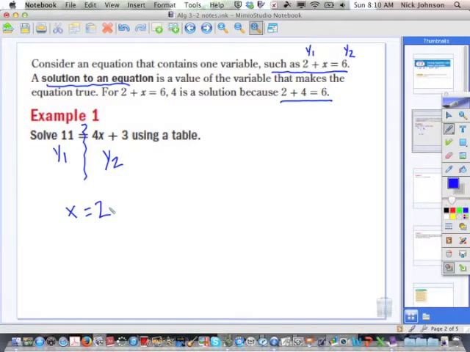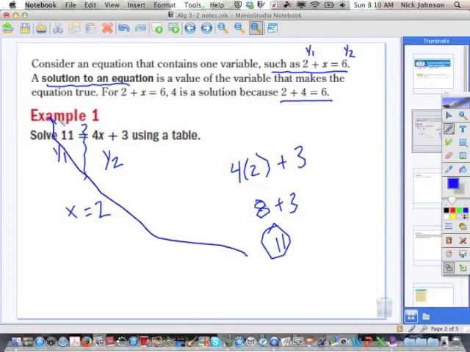Now, can we check that? Yes, we can check that. We can put 2 back in here for x. So 4 times 2 plus 3. Well, 4 times 2 is 8, plus 3 is 11. Does 11 match 11? You bet your bottom dollar. So we just showed you how to solve this equation using a table. Get familiar with these calculators.